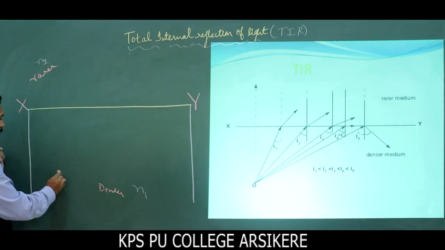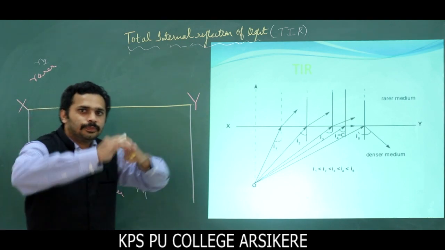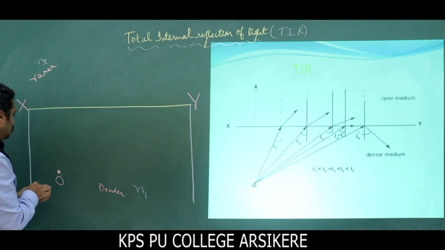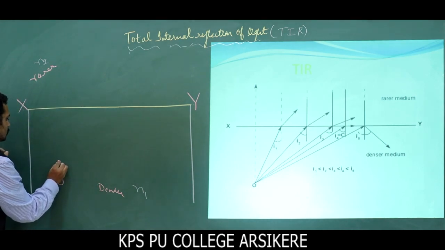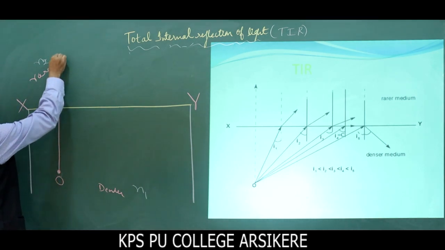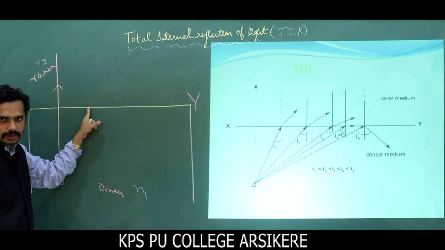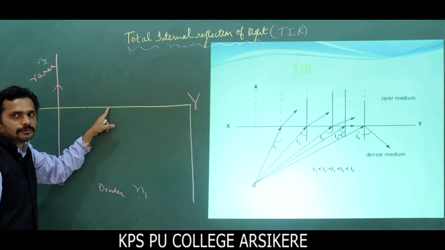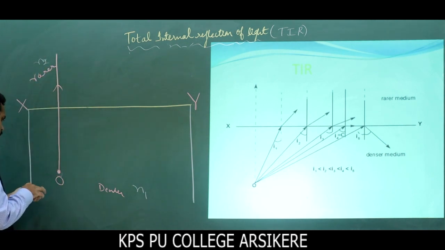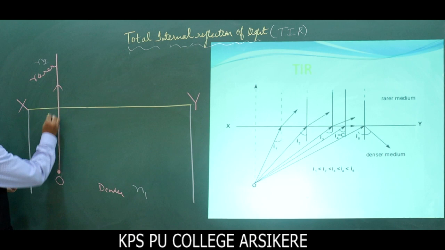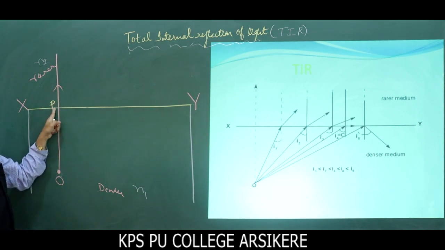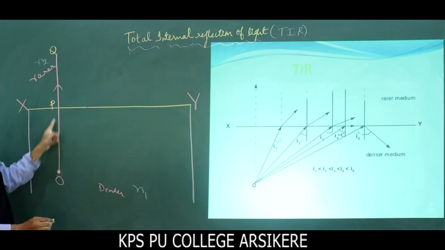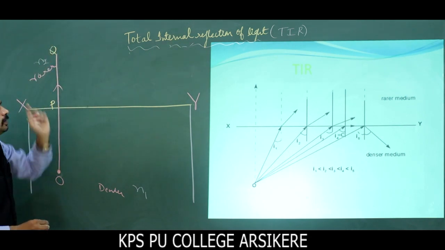Now from the object we consider a number of rays of light. Take as many as you want. Now from the object, first the light ray is normal to the interface, perpendicular to the surface. It goes as it is. OP is the incident ray from the object, it goes as it is, PQ. OP is the incident ray, PQ is the transmitted ray.